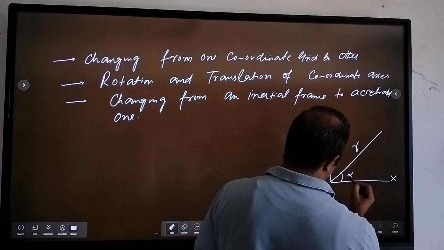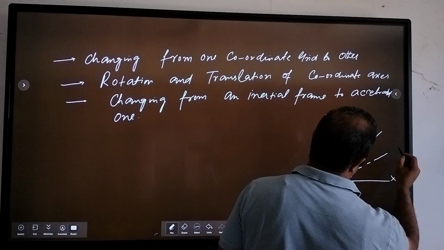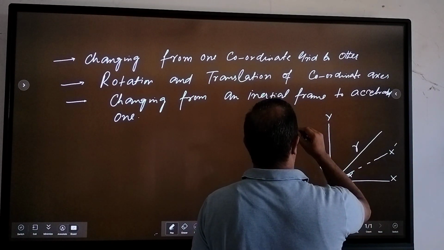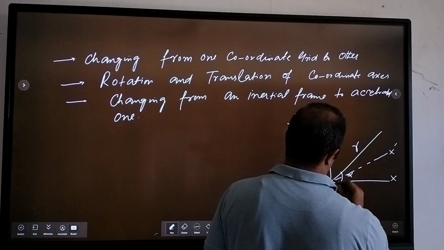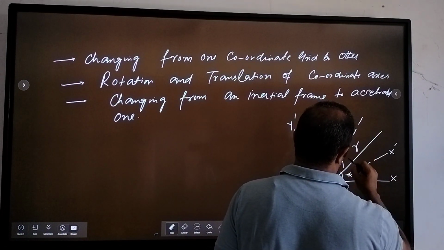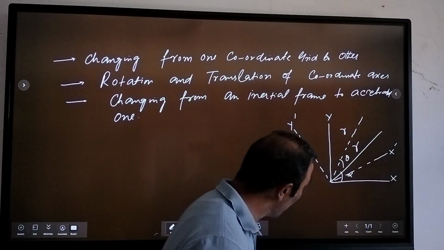And you rotate this coordinate system through some angle theta. So we have this x prime and this is y prime, and this vector r makes some angle theta. So you have seen that.